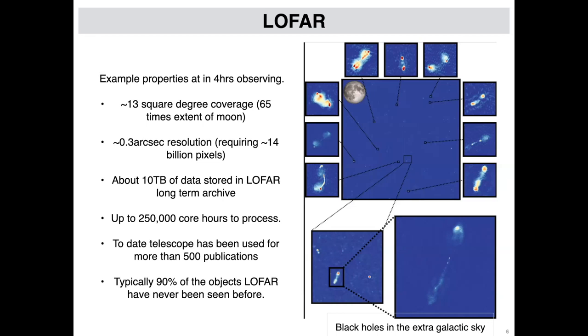This image on the right just shows one 4-hour observation of data from LOFAR. This is looking at a region of the extragalactic sky. About 70% or 80% of the Northern Hemisphere is like this. And all of these objects you're seeing are actually black holes. This is the jets of radiation coming from a black hole. I don't know if you can see my cursor, but basically the black hole is in the middle of each of these objects, and then it has 2 jets that come out from each side.